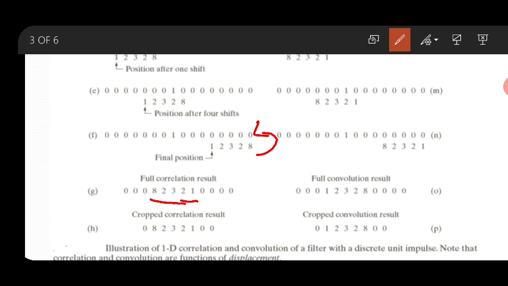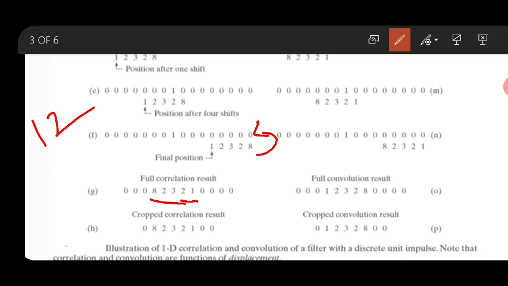Now I have rotated it. Rotated by how many degrees? 180 degrees. After this rotation you get here 8, 2, 3, 2, 1. Now 8 will go at the beginning, the 2 next, 3 in the middle, then 2, 1. Now how many shifts have you done here? 12 shifts. What is the result obtained here? 8, 2, 3, 2, 1.